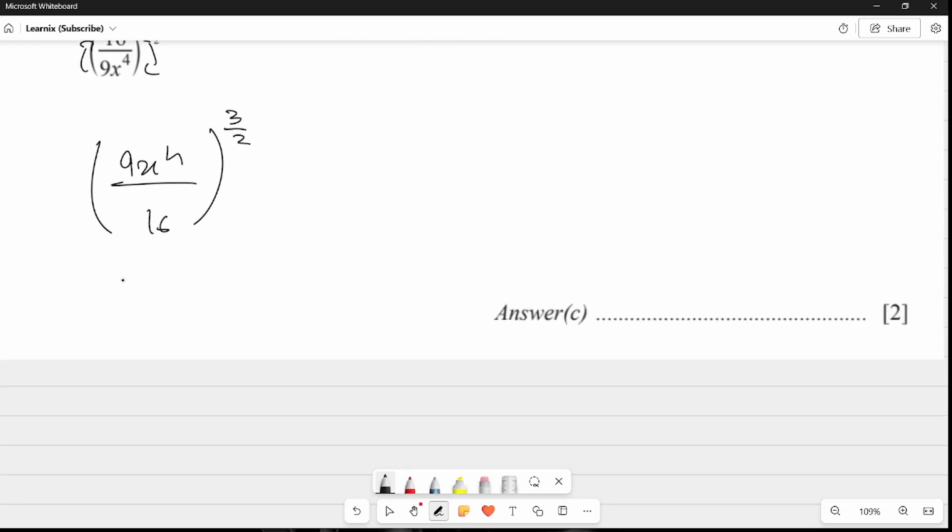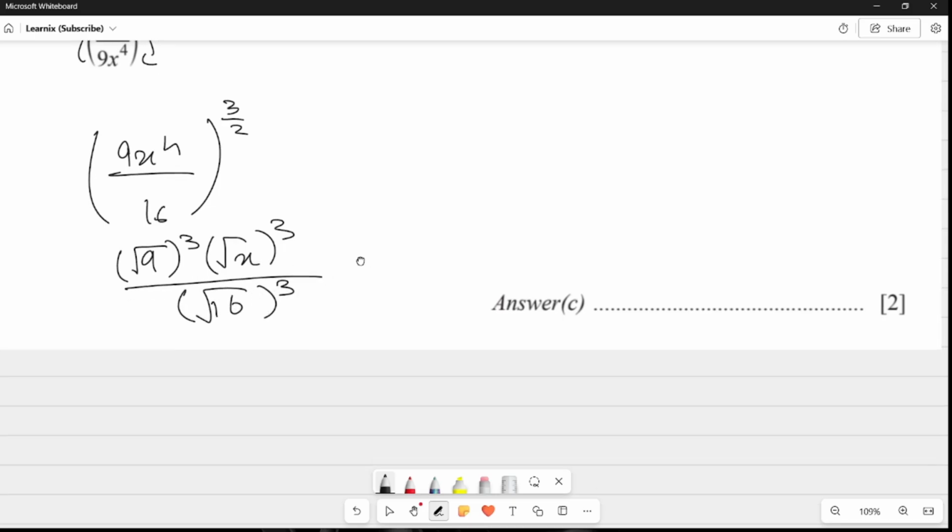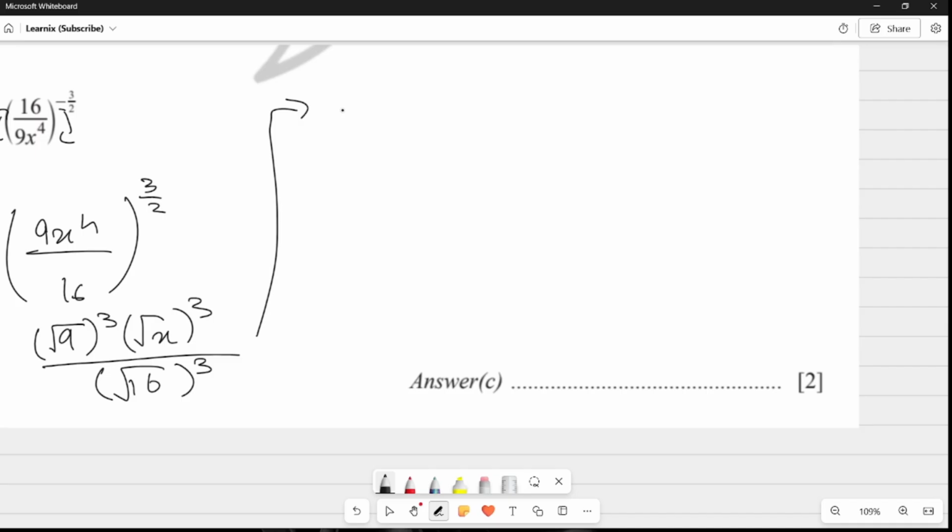Okay. So we have 9. We're going to take the square root of that, and then we're going to keep that to the power of 3. Same thing with x, right? We're going to square root x and then put that to the power 3. Bring down, we have 16, right? We're going to take the 16 square root, take to the power 3, right? Let's solve it over here. So what is the square root of 9? That's 3, right? We're going to keep that to the power 3. Now what is the square root of x?